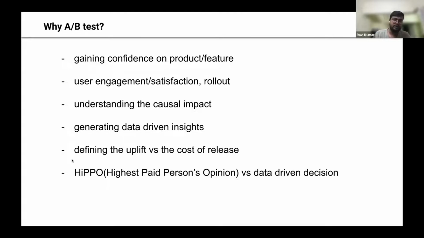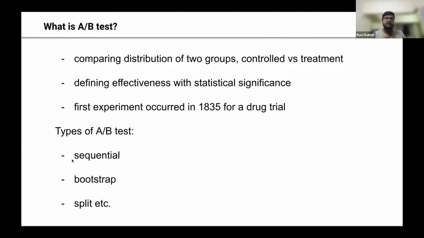So let's move on to what A/B testing is. In very layman's terms, it is comparing the distributions of any two groups. One is the control, which you've not given any kind of treatment, you've not given the feature to them. The other group has seen the feature or the recommendation or whatever feature you're launching, they've got the treatment. What we want to do is compare those two groups and understand what is actually happening there.